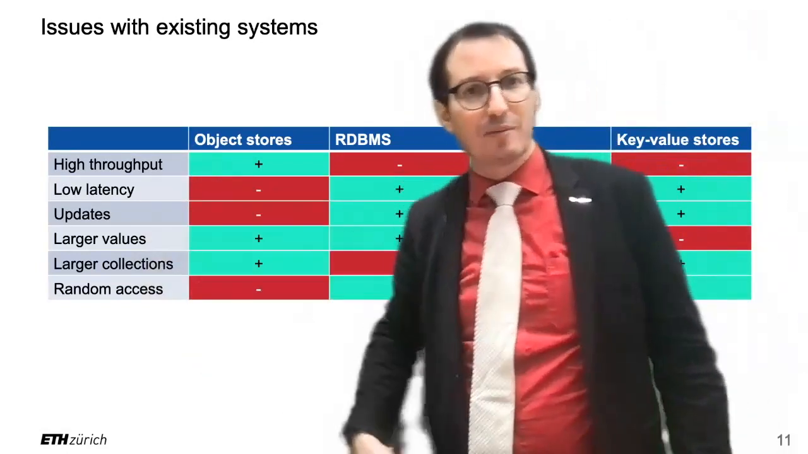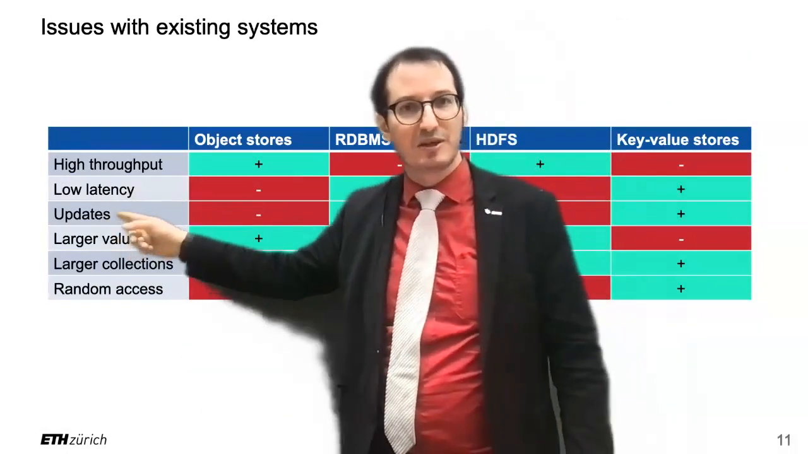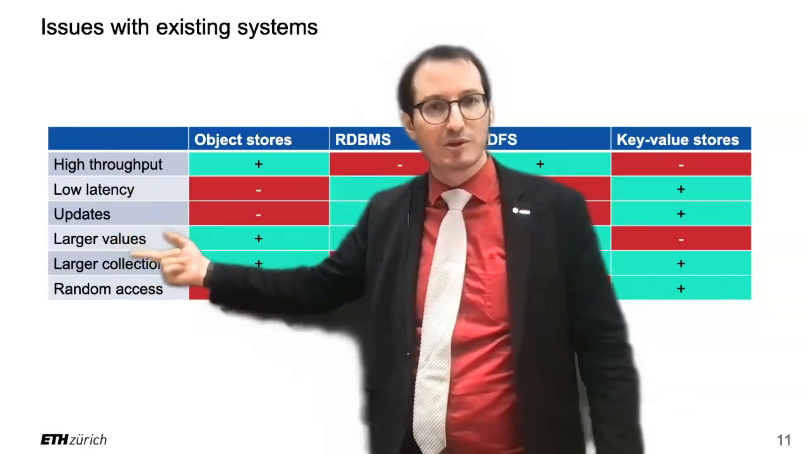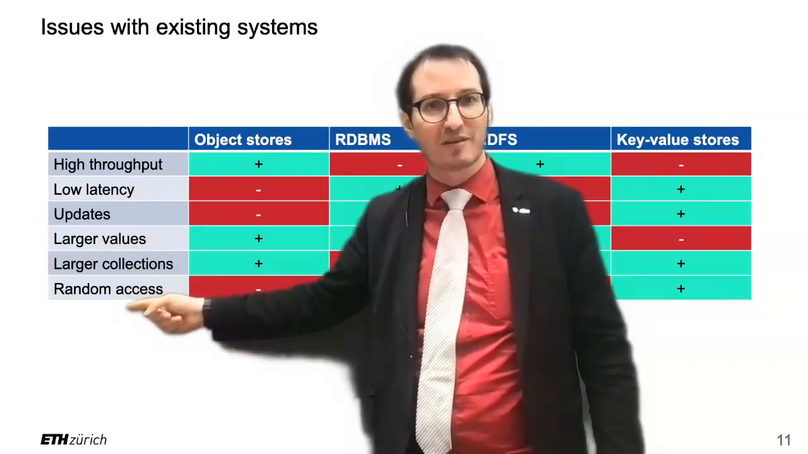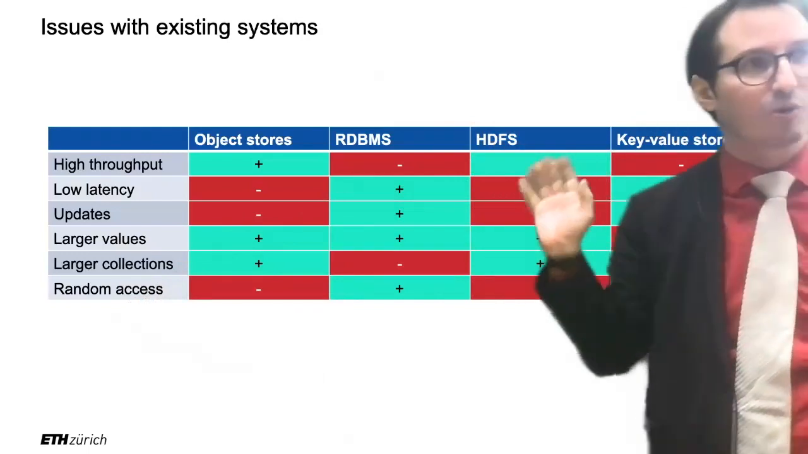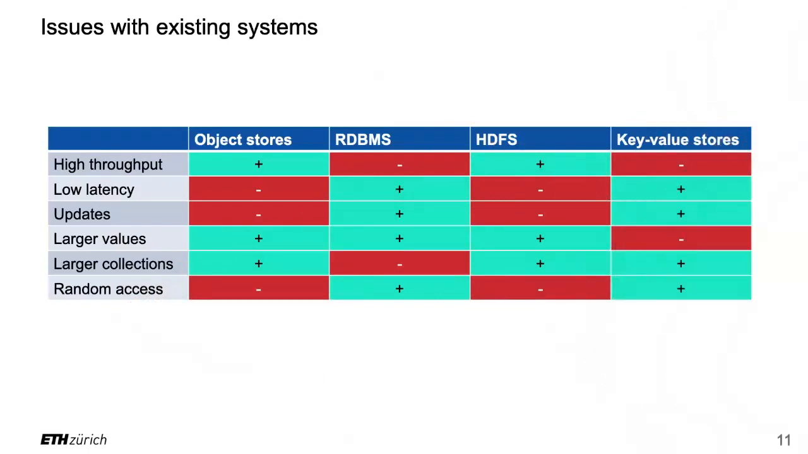If you have these requirements here: high throughput, low latency, support for updates, large values, large collections, random access, none of them actually checks all of the boxes. So that's the current limitation. Yes?